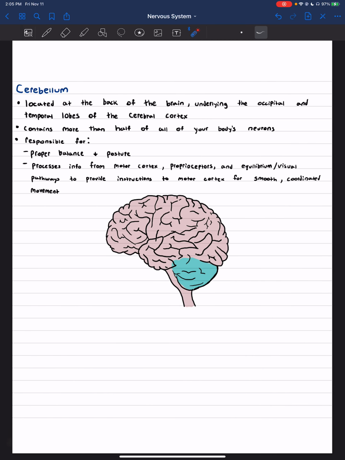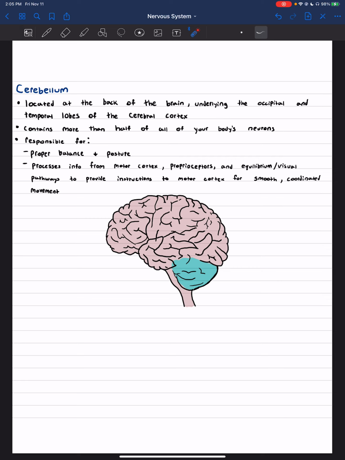The fourth primary region and the last primary region of our brain is the cerebellum. Now, the cerebellum is located posteriorly to the brain, so back of the brain, and it underlies the occipital and the temporal lobes of our cerebral cortex. Again, that's just locational to help you understand where the cerebellum will be located.